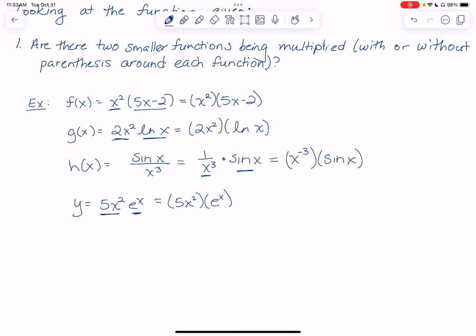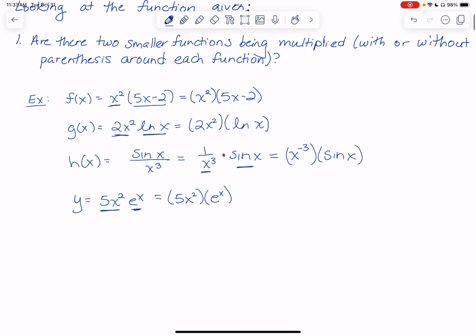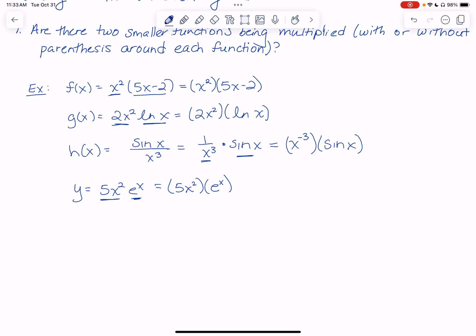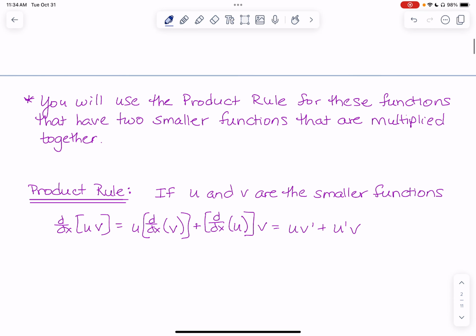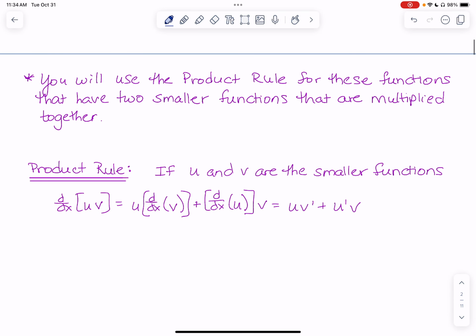So now when you look at these, you can see that you have two separate quantities that are being multiplied together. So whenever you see these two separate quantities, these two smaller functions being multiplied together, we want to use the product rule. That's the rule we're using here, the product rule, because we have two smaller functions that are multiplied together.